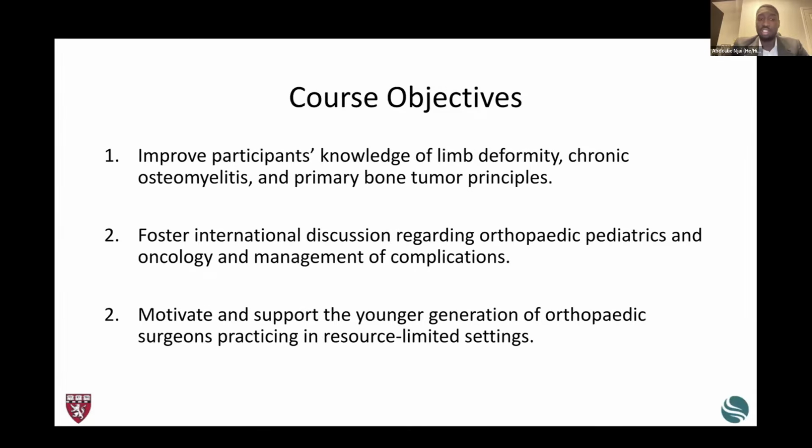As for the course objectives for this program. The first, to improve participant knowledge of limb deformity, chronic osteomyelitis, and today focusing primarily on bone tumor principles. In addition, I think one of the key things is fostering international discussion. So thankfully, we have individuals from across the globe sharing their expertise and perspectives on these cases. And we'll be focusing today primarily on oncology and the management of complications. And then for our third and final objective, really focusing on motivating and supporting the younger generation of orthopedic surgeons practicing in resource-limited settings.